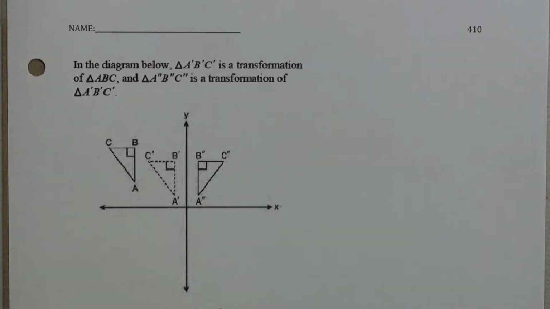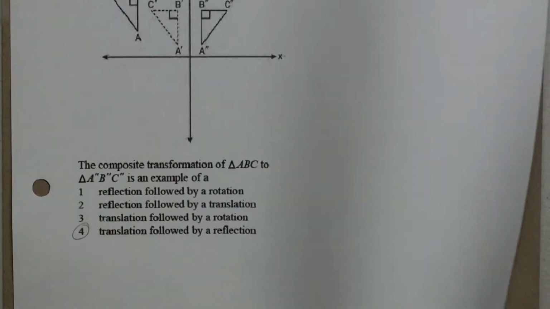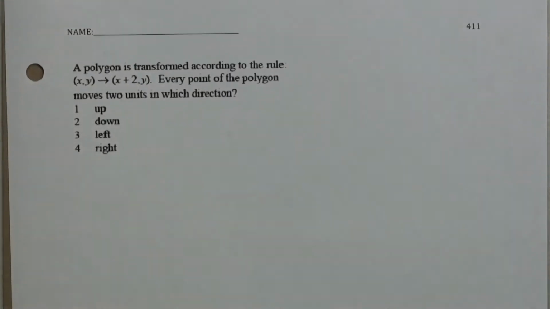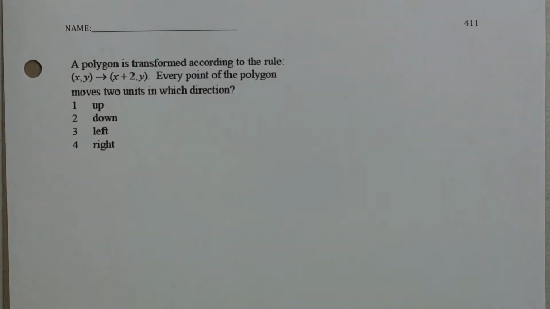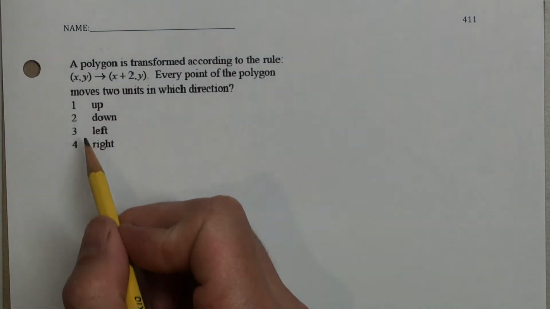Okay, so first this thing translated and then it reflected. So translated followed by a reflection. That's choice 4. Okay. It moves 2 to the right in the positive x direction. 2 to the right.